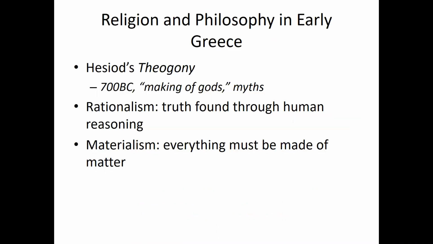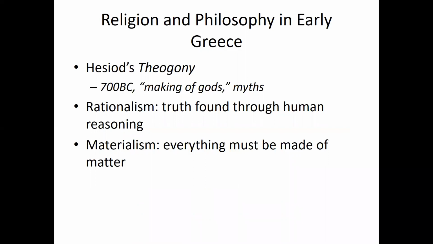Religion and philosophy in early Greece. The Greeks believed in a pantheon of many gods and goddesses. We know much of what we do about their mythology due to the writings of Hesiod, whose Theogony, or Making of Gods, was written about 700 BCE.